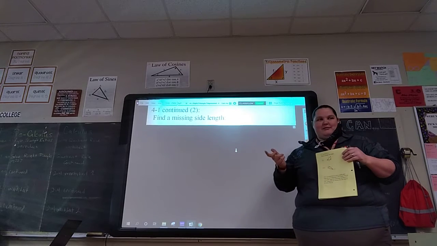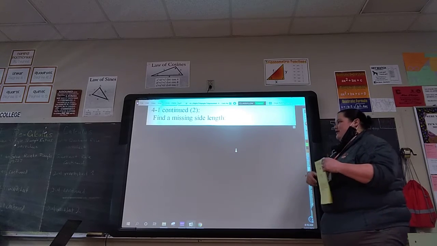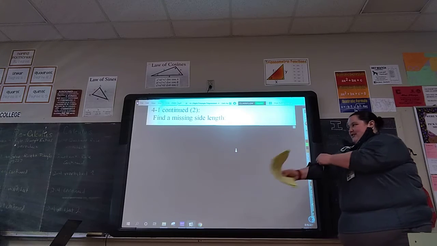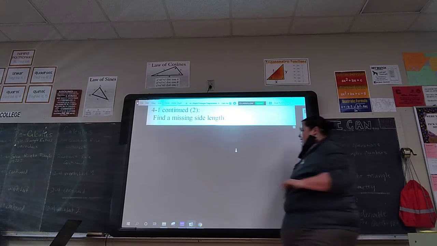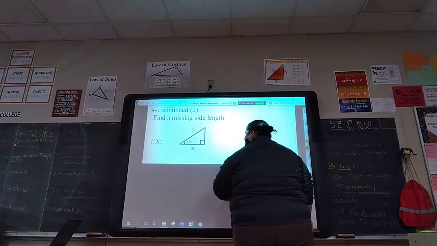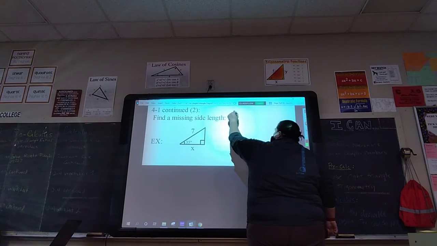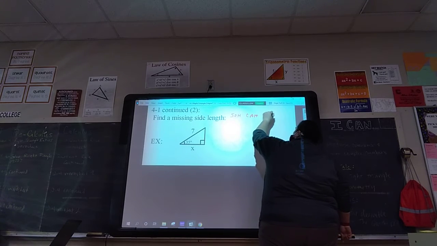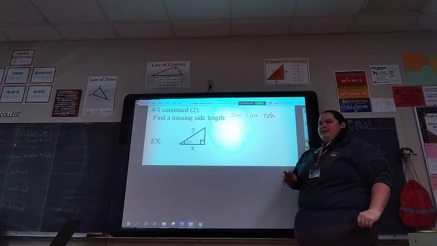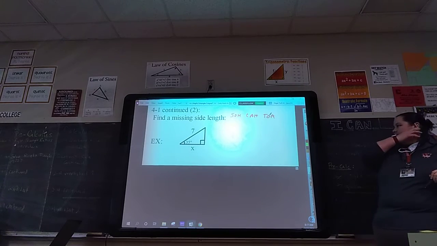And hopefully this seems a little familiar because we did do it some last year. So if it seems familiar, that's why. If it doesn't, that's why we're reviewing. So typically we have to use SOHCAHTOA for these. We have worked a little bit with finding a missing side length.